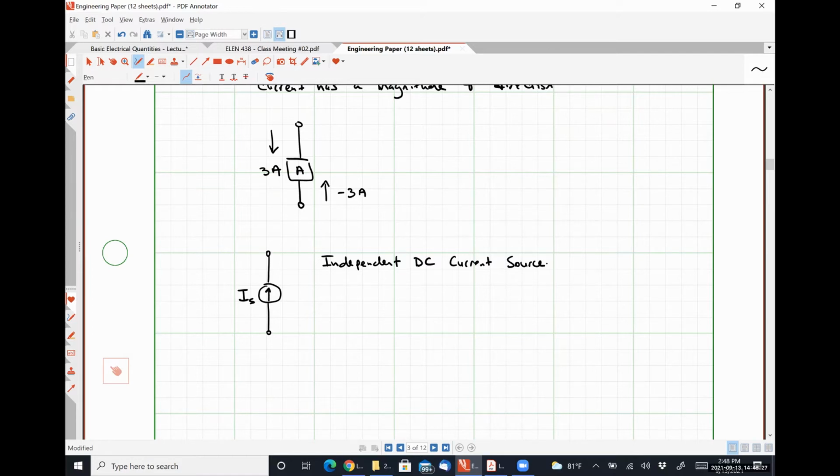Anybody have any idea what this word independent might mean in this case? Perfectly reasonable if you don't. Any thoughts? Ian? Regardless of what circumstance the circuit itself is under, it's going to have the same current. That's exactly correct. So an independent source provides a fixed amount of current in this case because it's a current source.